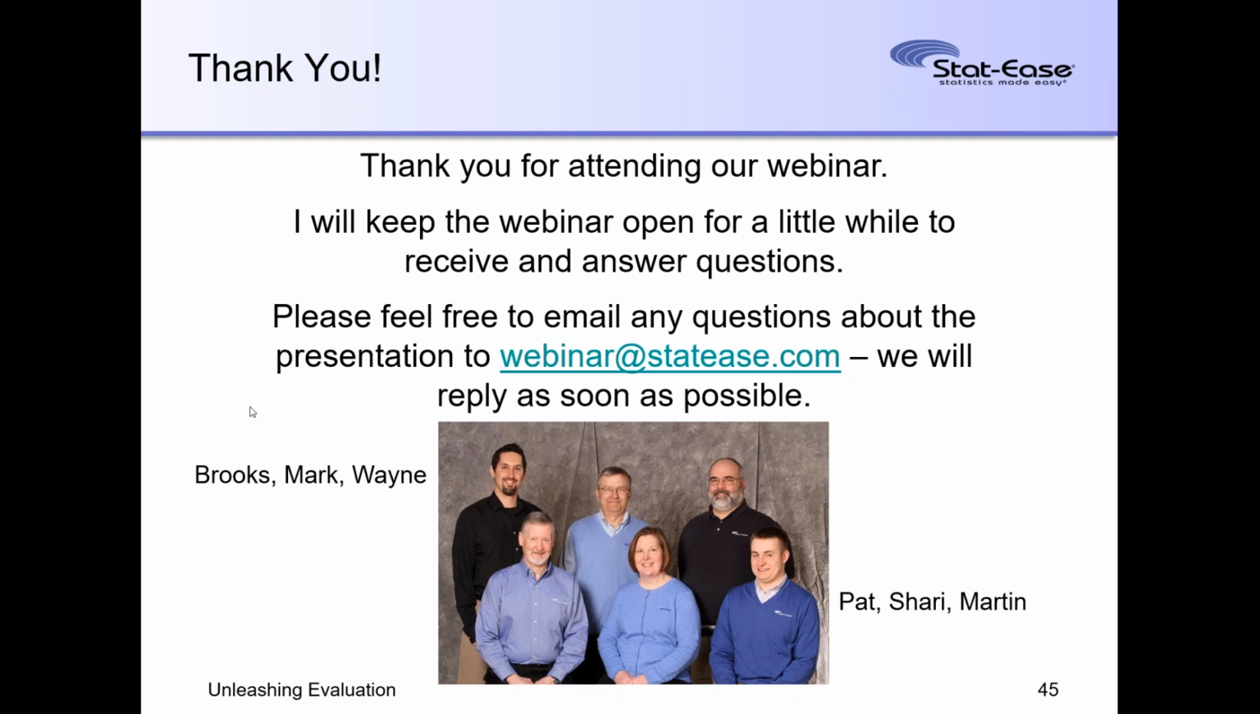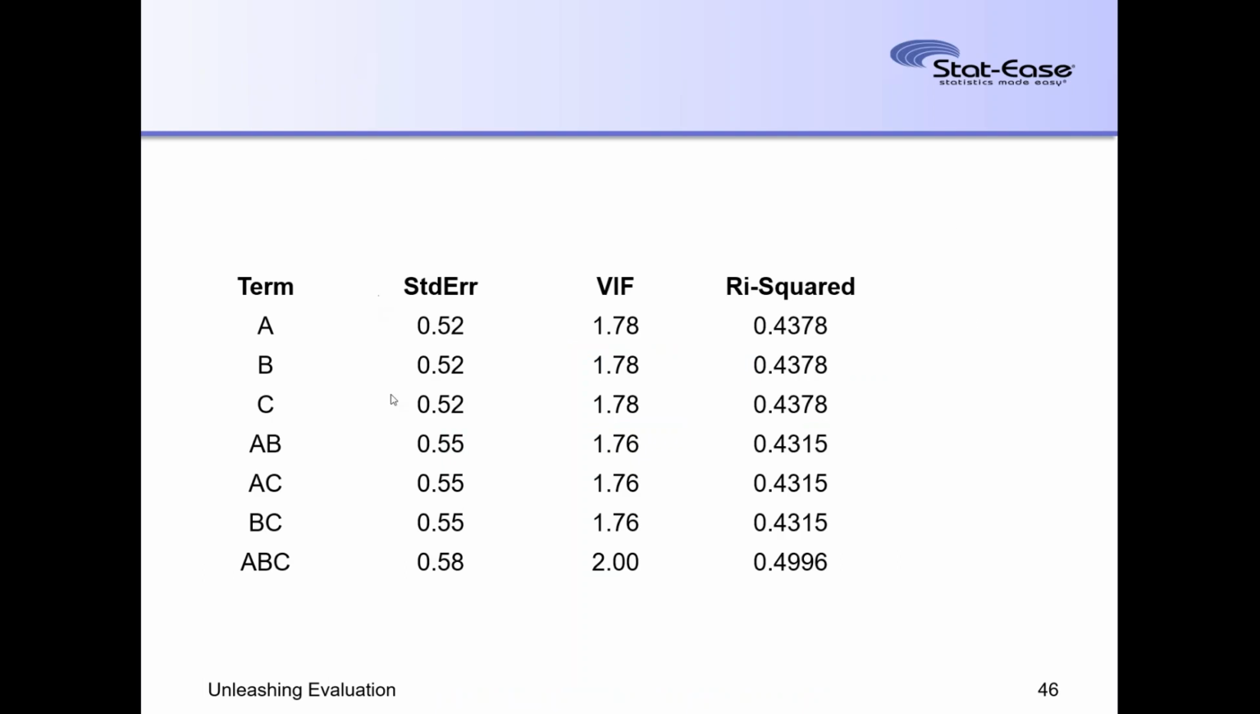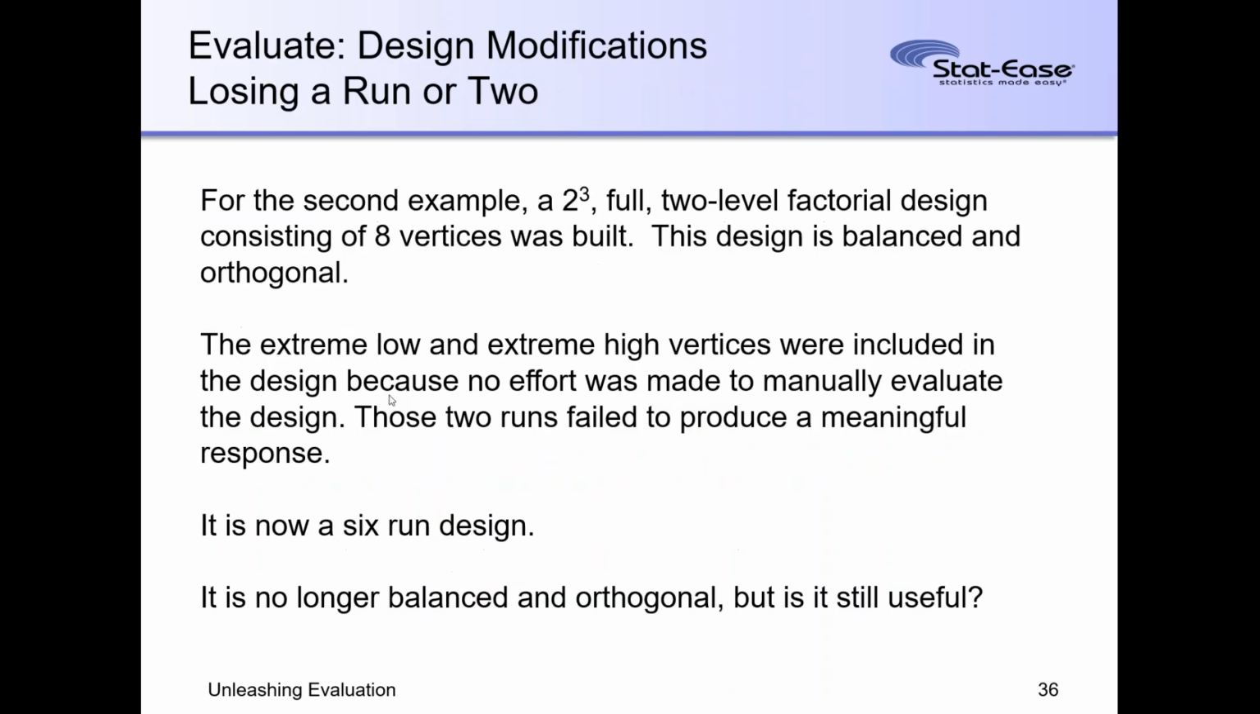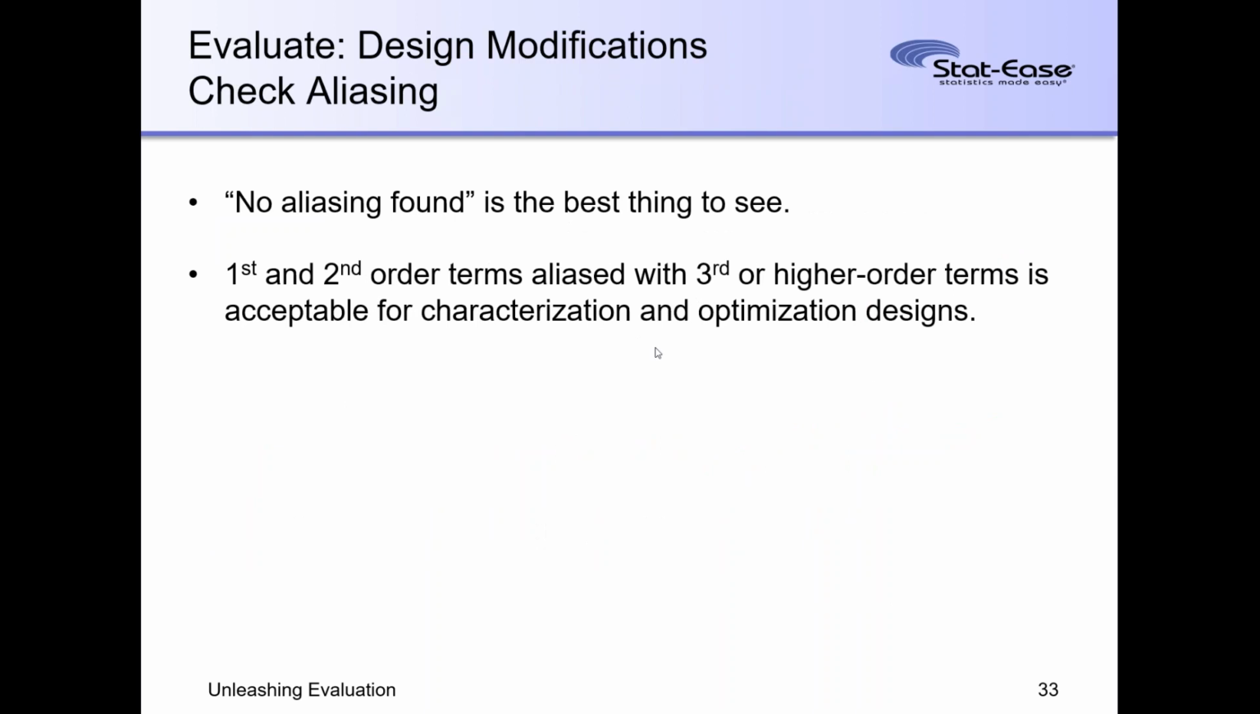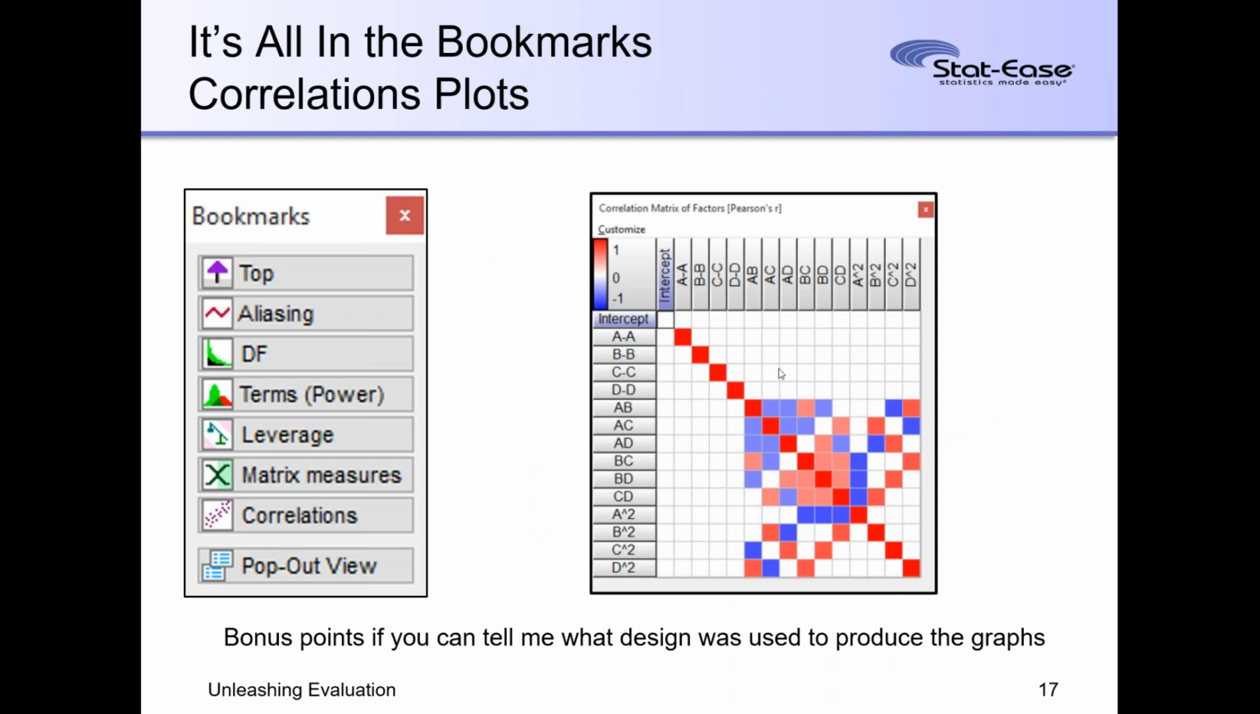Oh, the bonus points answer. Thank you for reminding me. A couple of you threw that up. Let me go back up to that. The bonus points answer for what design produced this graph: this was a 4-factor, 9-run definitive screening design. Main effects are clear, but the second order effects may be problematic.